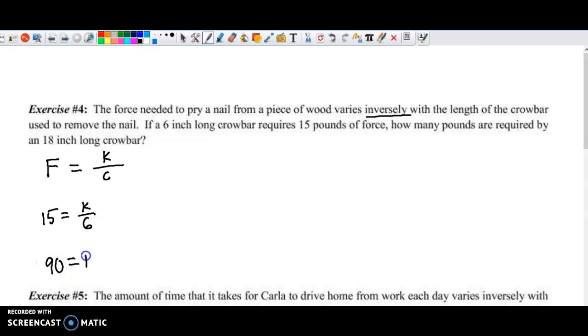Double check with the calculator. And then I can go back to my equation of 90 divided by C. We have an 18-inch crowbar. 90 divided by 18, which I'm not exactly sure.